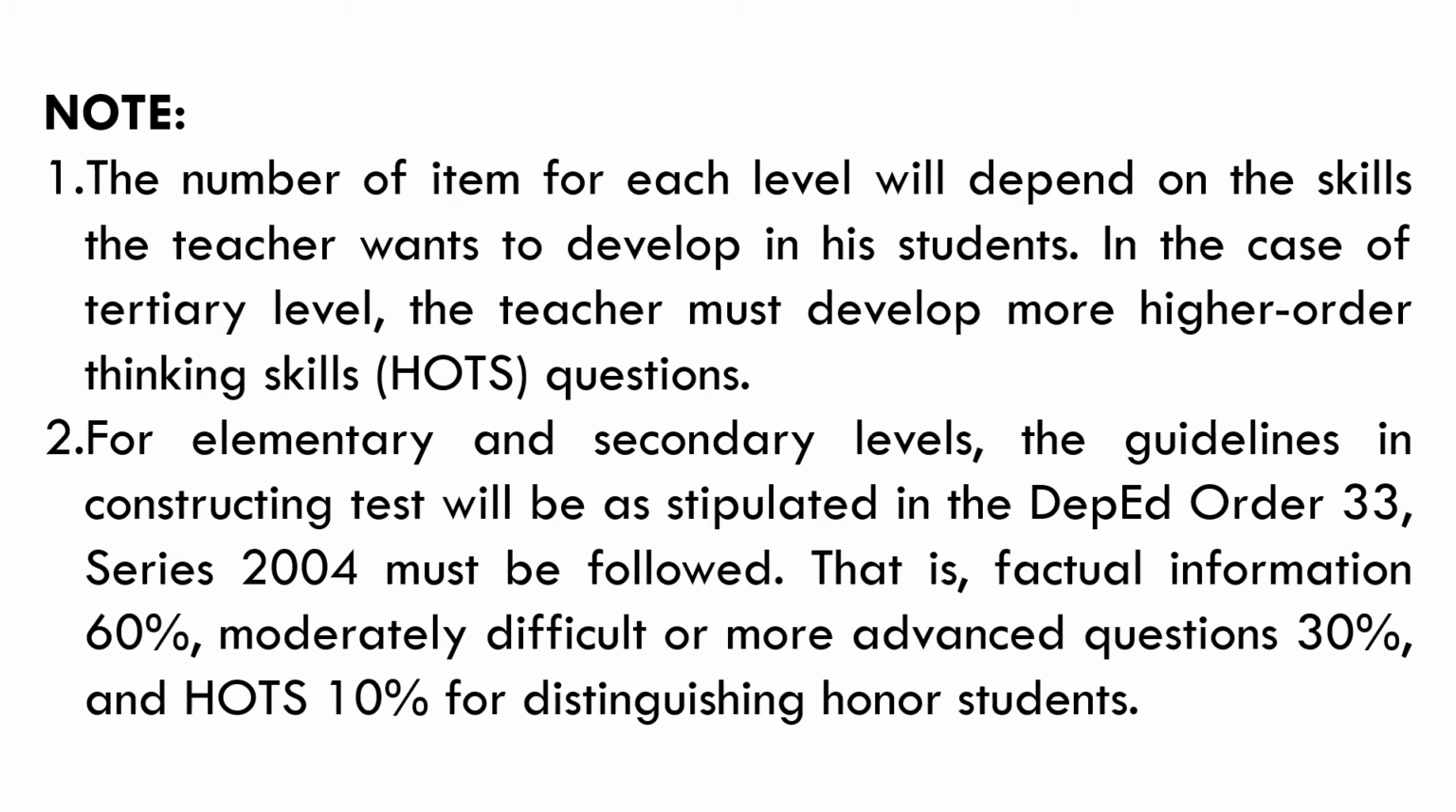So that is, when it comes to numbers, factual information should be 60%, moderately difficult or more advanced questions, that is 30%, and HATS 10% for distinguishing honor students. So that is the distribution of the cognitive levels sa tinatawag nating elementary and secondary levels. Again, 60% for factual information, moderately difficult or more advanced questions 30%, and HATS questions 10% for distinguishing honor students.